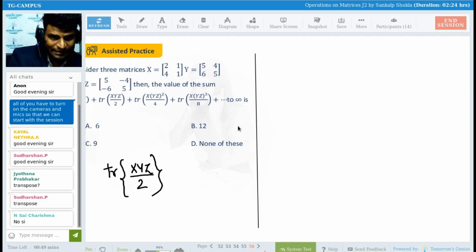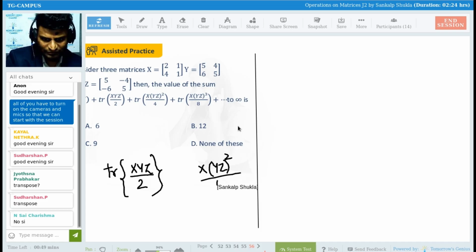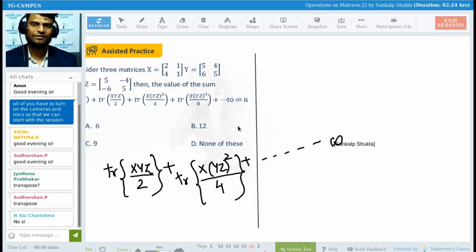Okay, and then again I have to find XYZ whole square. Like I have to find the YZ matrix first, then I have to square it, then I have to multiply it by X, then I have to divide it by 4, and then I have to find the trace for that. Okay, this is the thing that is mentioned now. And this process I have to repeat infinite times. Do you think this is going to happen really for this question?